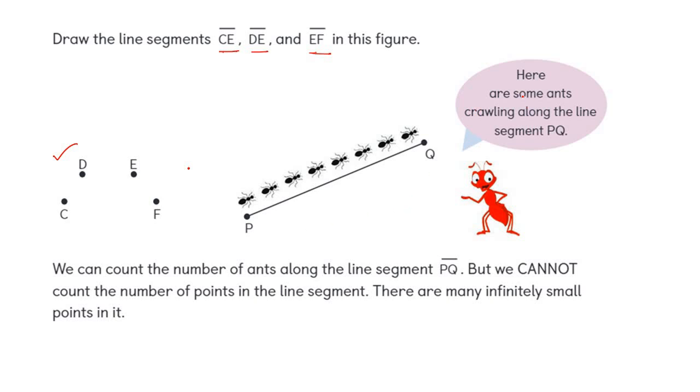See children, here are some ants crawling along the line segment PQ. Do you know, children, we can count the number of ants along the line segment PQ. Count, children. 1, 2, 3, 4, 5, 6, 7, 8. But we cannot count the number of points in the line segment. There are many infinitely small points in it.